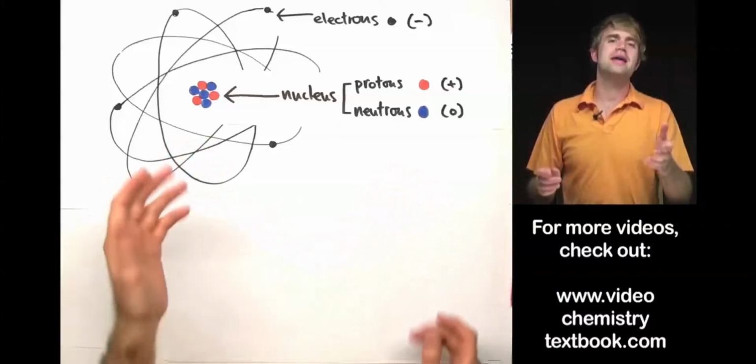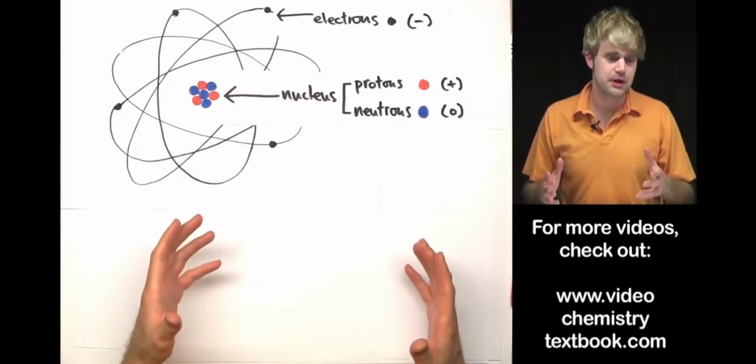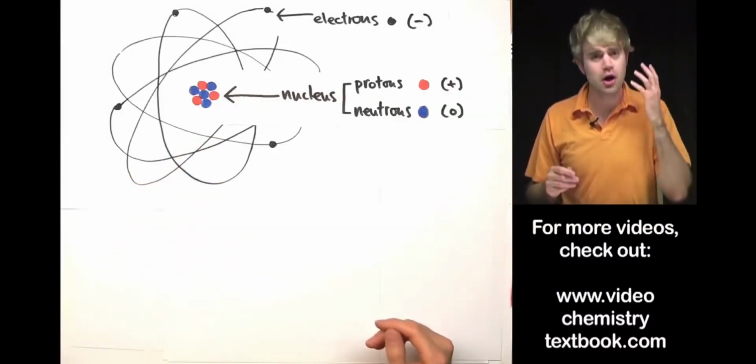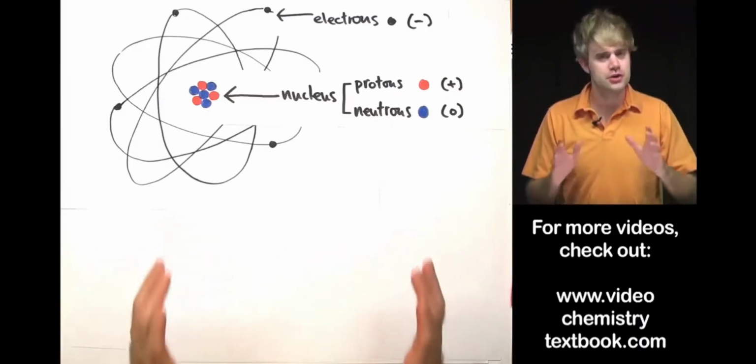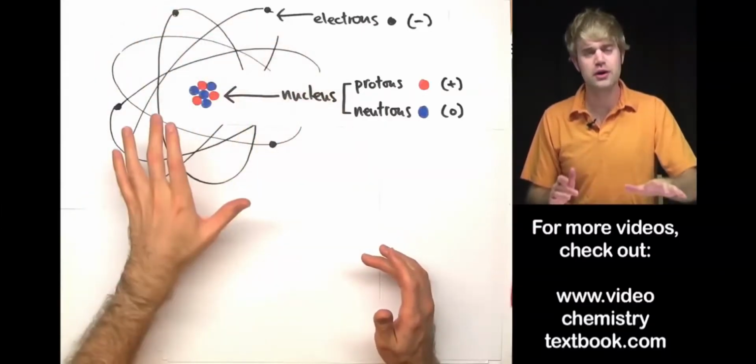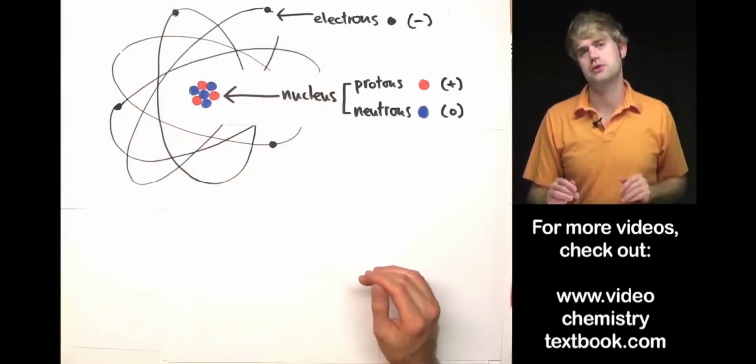If somebody asked you to describe a person, chances are you'd use characteristics like the color of their hair, the color of their eyes, what their height is, and so forth. Just like that, there are characteristics we can use to describe atoms.